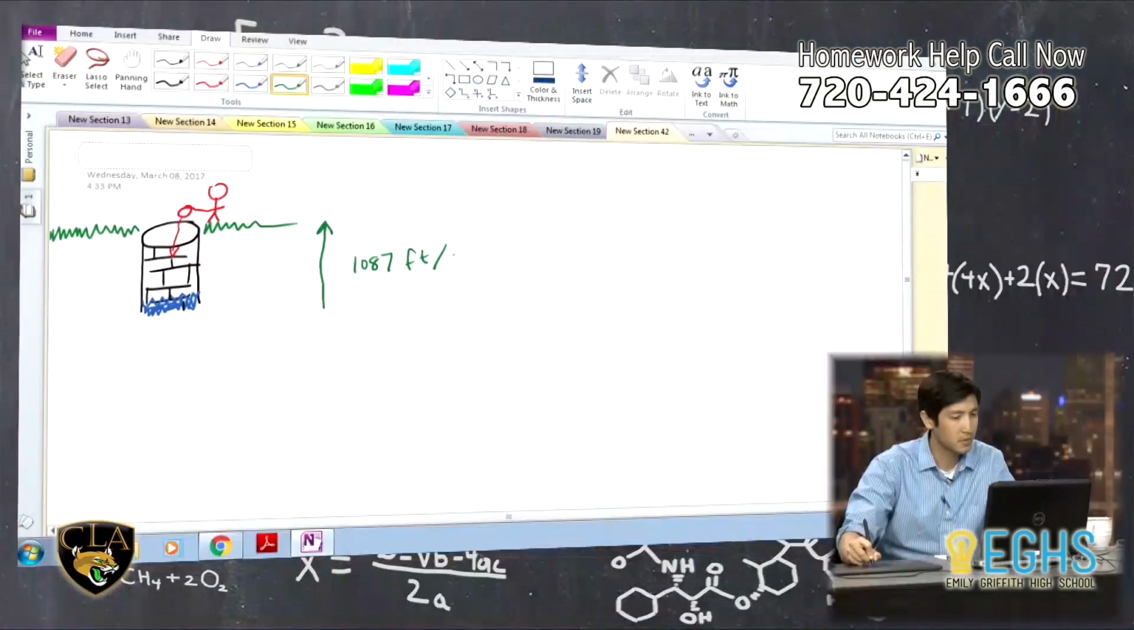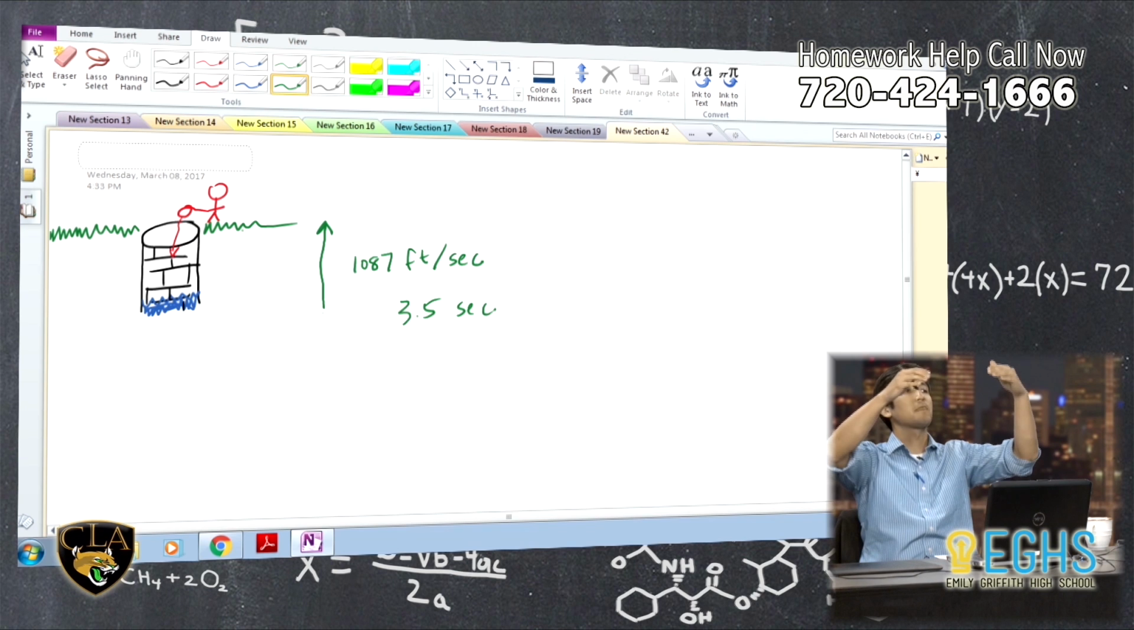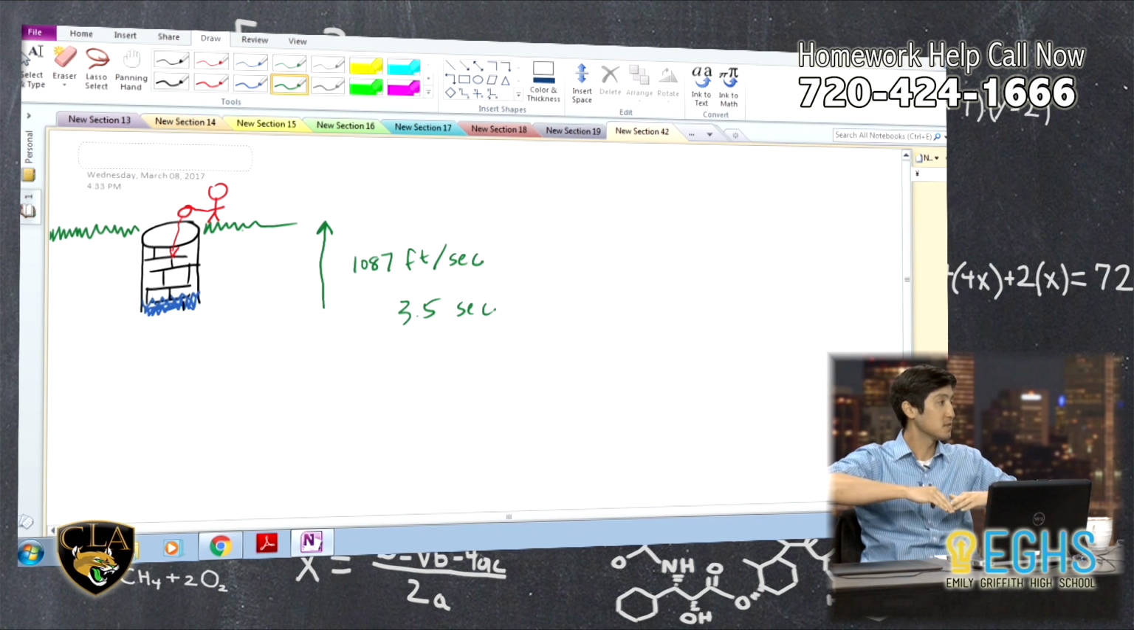Look, the sound is traveling up, in 3.5 seconds, at a rate of 1,087 feet per second, and the well is just super deep, and it took 3.5 seconds to hear it. So you're standing up here, you drop the rock. Oh, because it has to fall down first. So how long did it take to fall down, and then the sound travels up? Right.